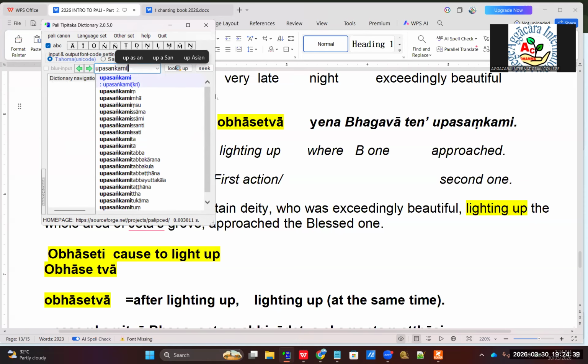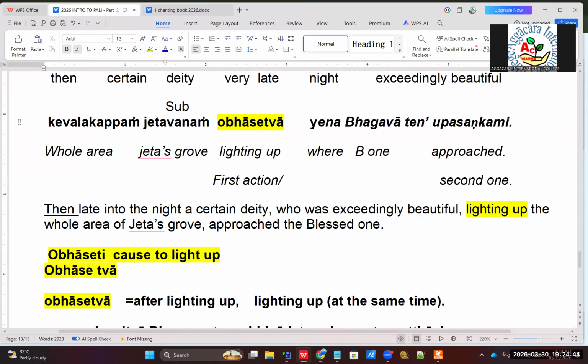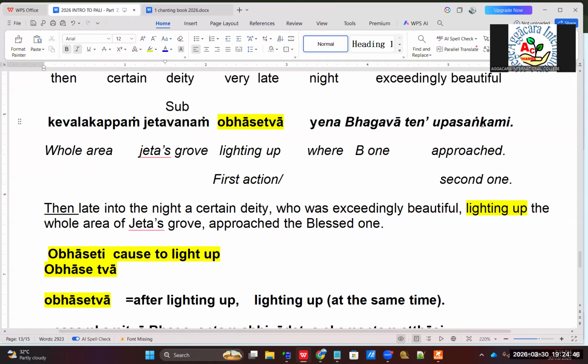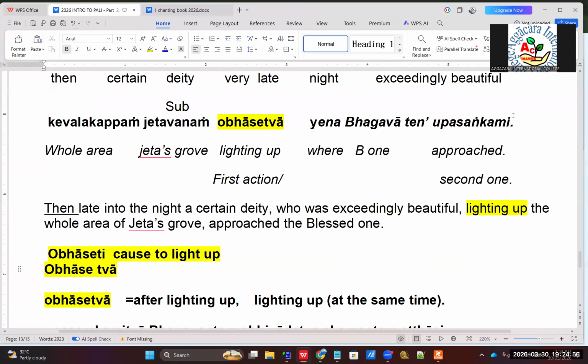Okay. Yeah. I think we better change it. Change this one. Please change it. This one should be on top. Okay. Sorry. Change it to the dot on the top. Upasankami. Yeah. So better. All right. So it has two actions here.